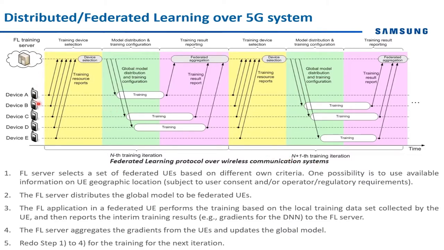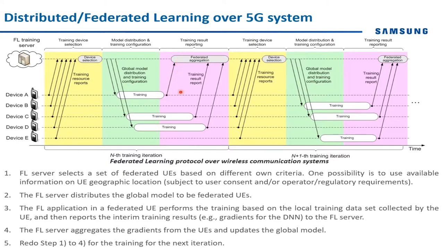So what will happen is the users will first report on their training resources, and the federated learning server's job is to select the devices which will take part in the nth training iteration. Now, how can it do that? It looks at the UE geographic location and decides, okay, these are the three UEs which can help me update my global model. Once that is done, the global model is downloaded onto the three user equipments, and using the local data, the training begins. The training happens and is completed on each device in its own timeline.